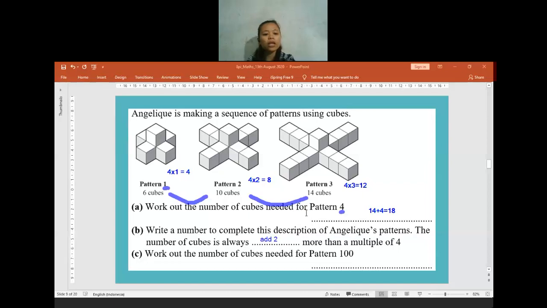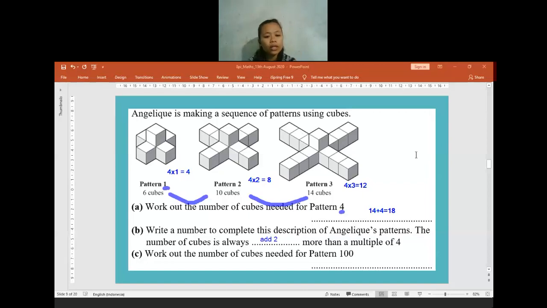Okay, if you have no question, I will move to question C. Work out the number of cubes needed in pattern 100. So maybe before you find pattern 100, we can find the position to term rule first. So what is the position to term rule? Anyone want to help me? What is the position to term rule on this question?